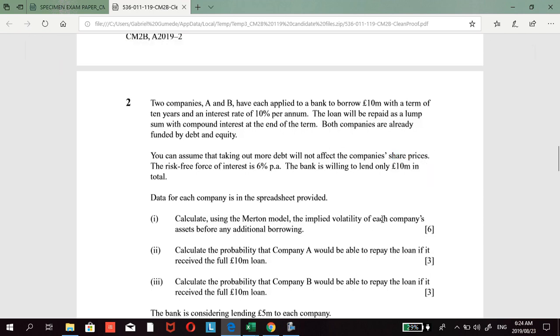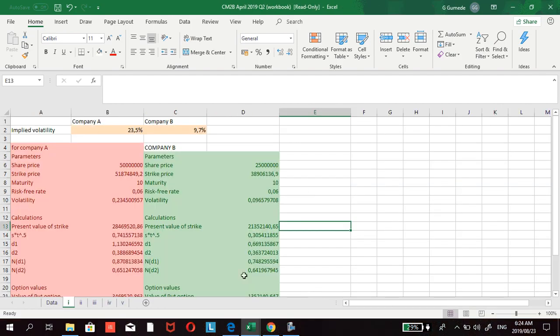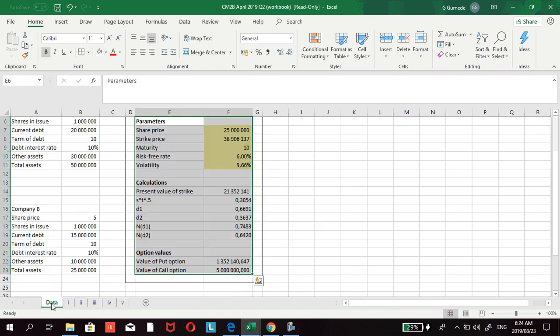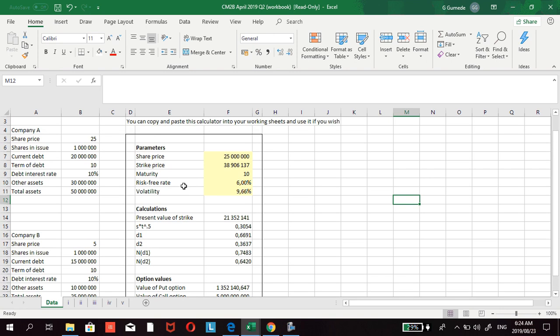Okay, let's go and look for our probability. So do you agree with me that I'm looking for phi of D2 for company A? So let us go and see what is happening here. Oh gosh, what am I doing here? So let me come here. So what do I have here? Now, the share prices of the company. Now, you must be very careful.